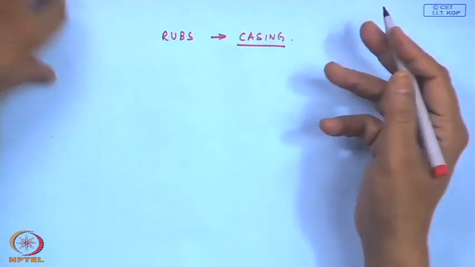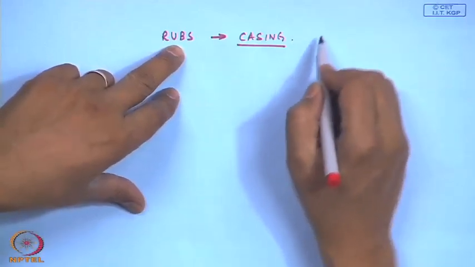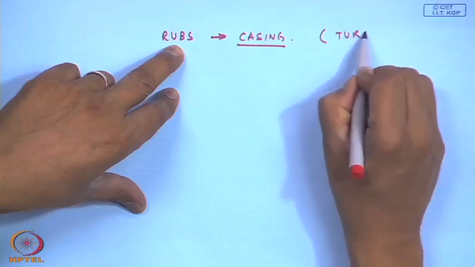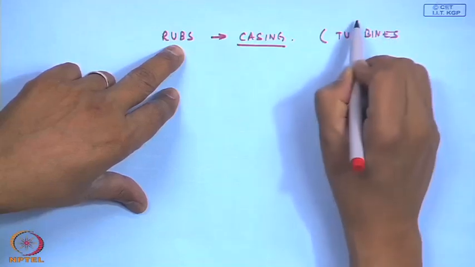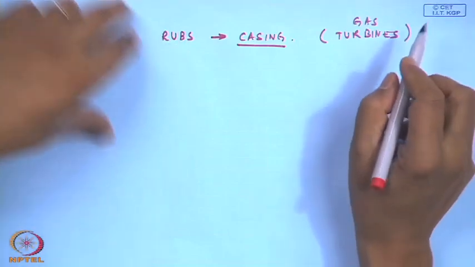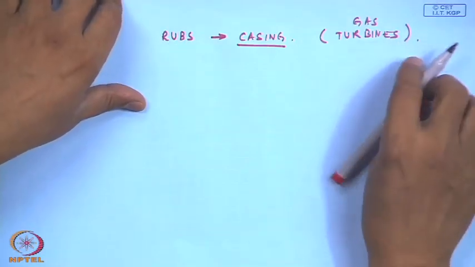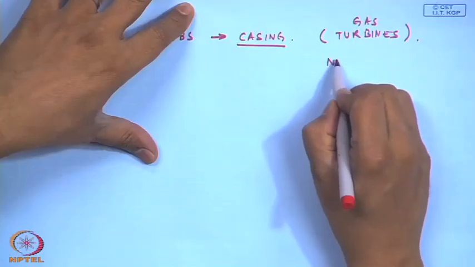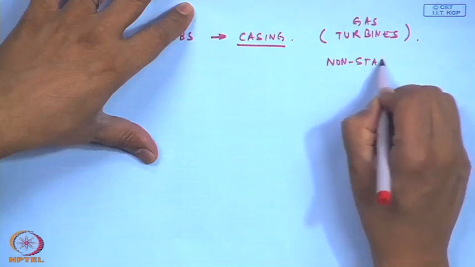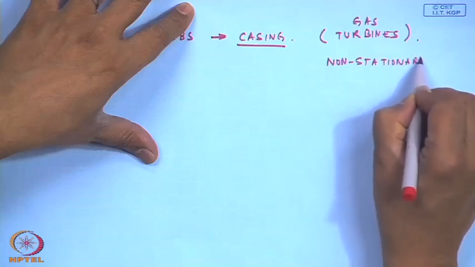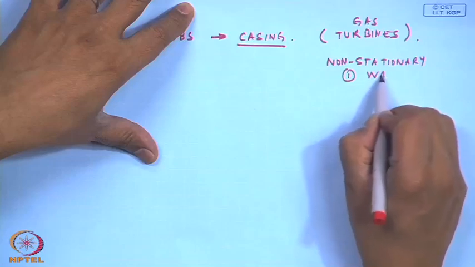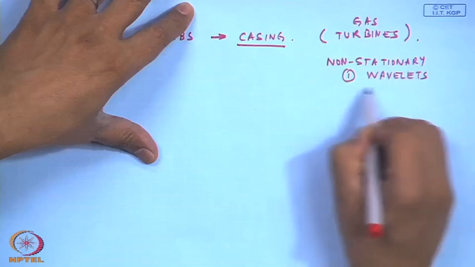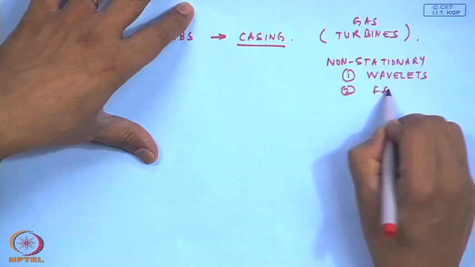This rub I told you in the case of the pumps, this is also severe in the case of turbines, particularly gas turbines. Okay. And then this will again give rise to a lot of problems, and we discussed in a few of the classes earlier how this rub can be detected by what is known as non-stationary signal analysis, like wavelets or FFT. Okay.